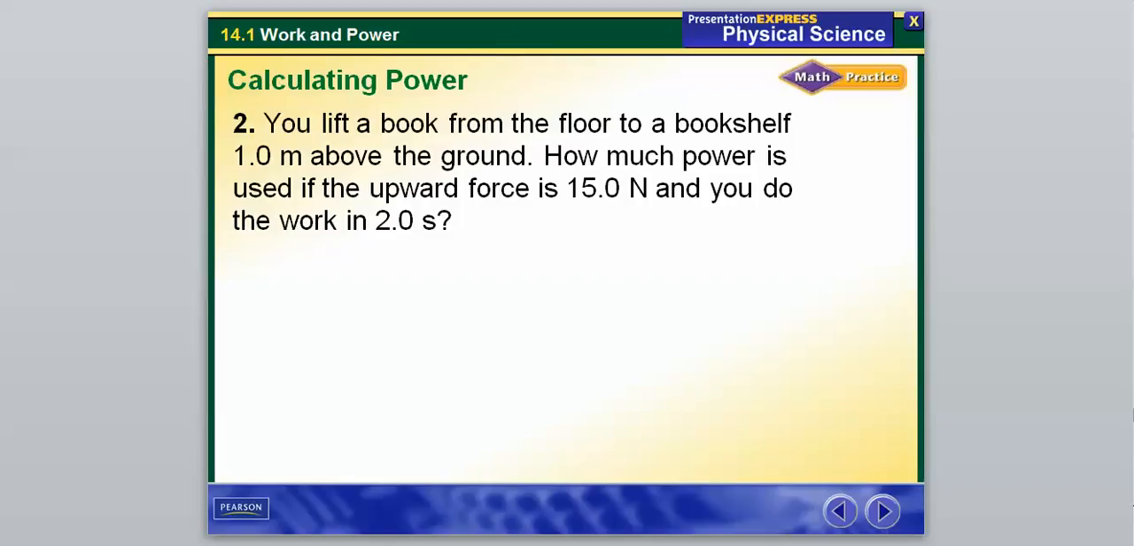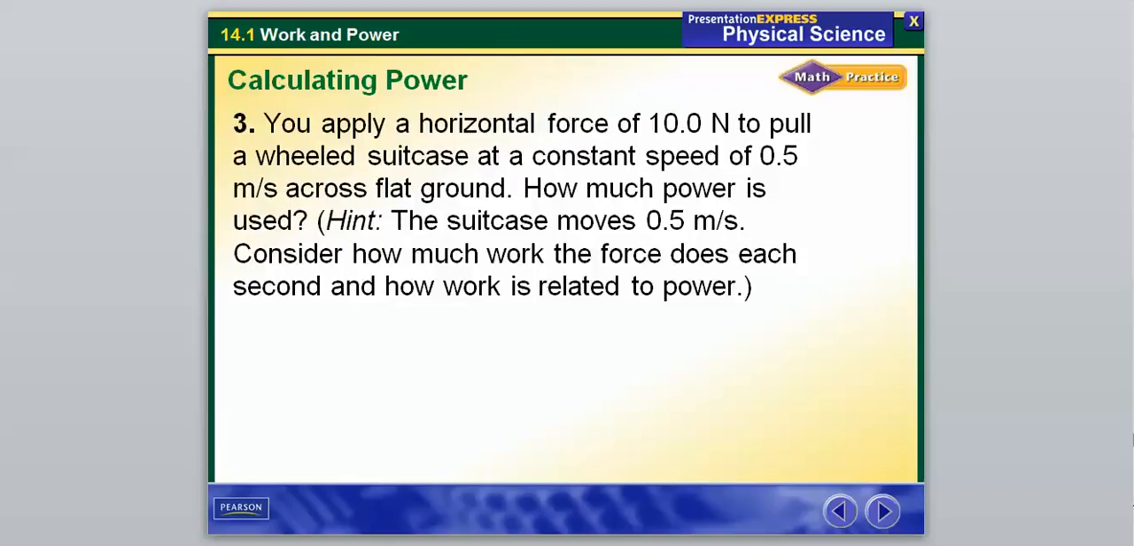And then our last one says you apply a horizontal force of 10 newtons to pull a wheeled suitcase at a constant speed of 0.5 meters per second across flat ground. How much power is used? The hint they give you is that the suitcase moves 0.5 meters per second, and to consider how much work the force does each second and how work is related to power. This one might have a few more steps, a little more inferencing than just plugging it in, but you're capable of doing that one. Again, just write your answers down for extra credit, and we can even discuss them in class as well.